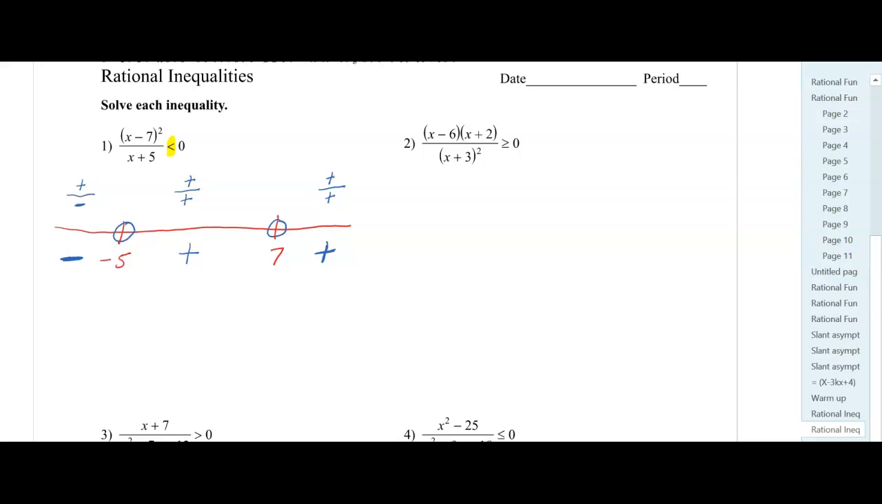We want to know when the graph is strictly less than 0, so we want this green shaded section. So the answer would be -infinity up to -5, not including.